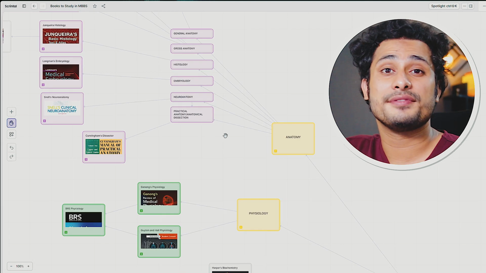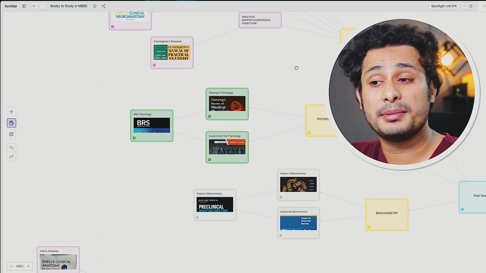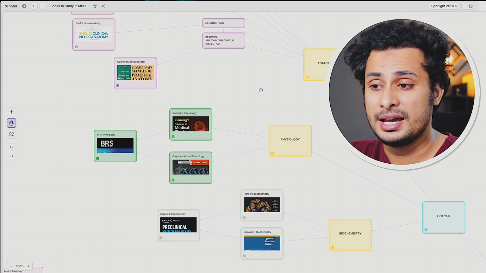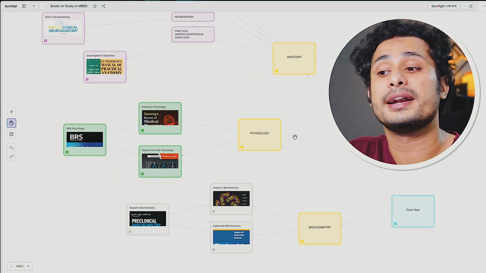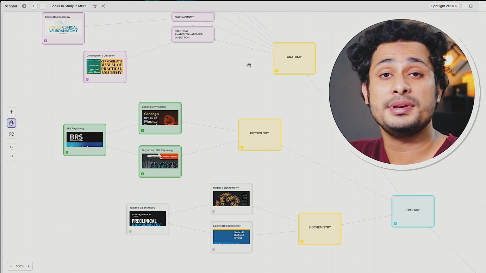The second subject we have in first year MBBS is physiology, and for physiology the gold standard and recommended books include Guyton and Hall Physiology and Ganong Physiology. Guyton and Hall being the most popular resource. I studied physiology myself from Guyton and Hall, and the Asian author or review book for physiology is BRS Physiology.